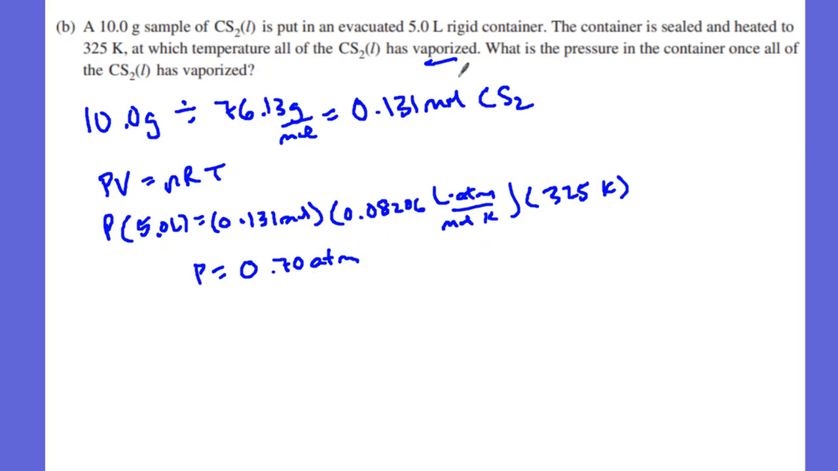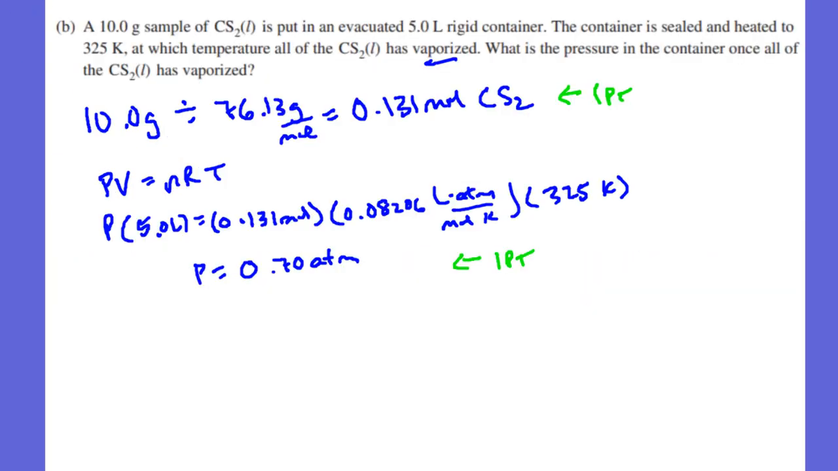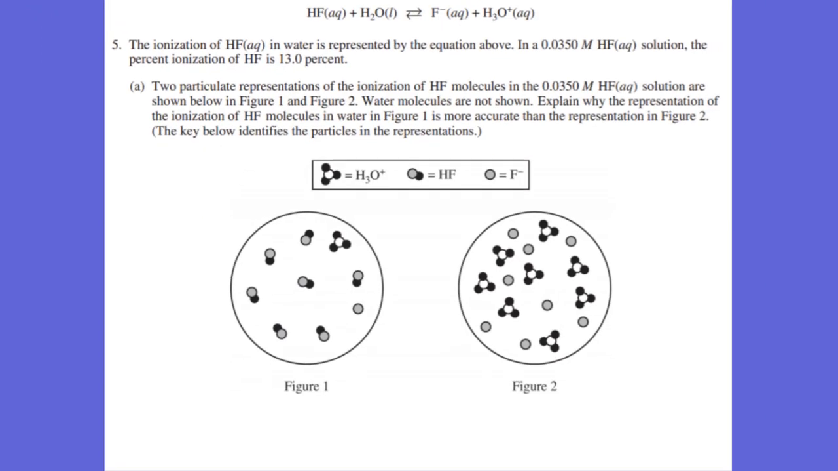I round to 2 significant digits because you can see the 5.0 is 2 significant digits. That's the lowest amount. That B was worth 2 points: 1 point for finding the correct number of moles, 1 point for then applying it to PV equals nRT and getting your pressure. So it's a 4-point problem. You can see 2 points for A, 2 points for B. You'll be able to score yourself. Let's go on to problem number 5.